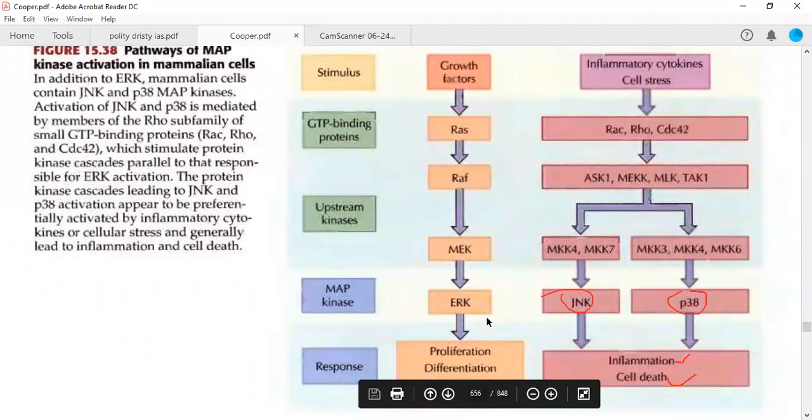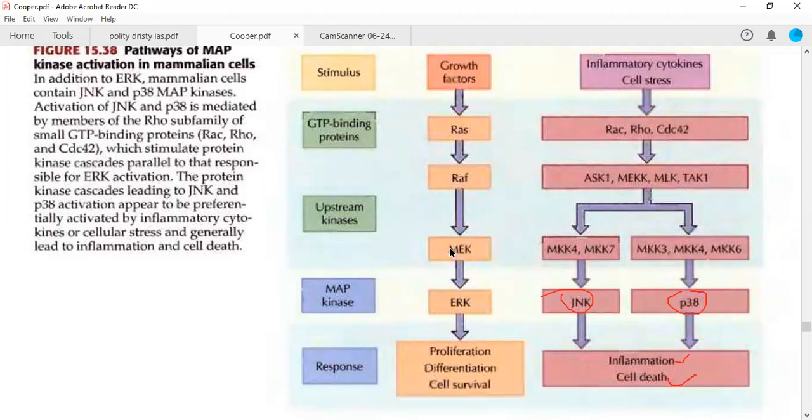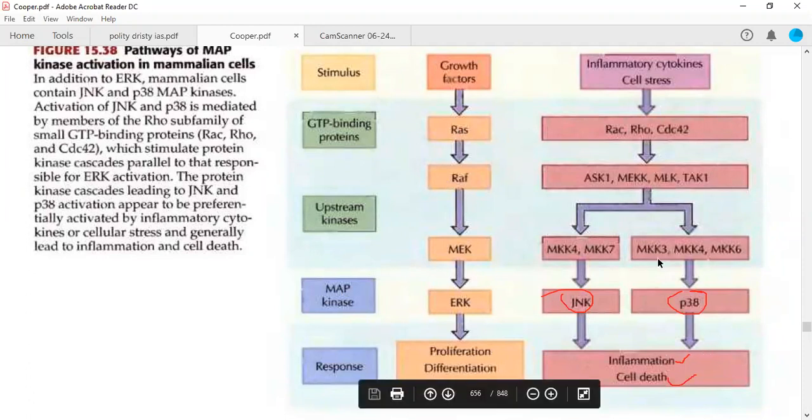So these are ERK, JNK, this is Janus kinase, and this is P38. These are MAP kinases actually. These are real MAP kinases, whereas these are called MAP kinase kinase, and this is MAP kinase kinase kinase actually. And these are GTP bound proteins. So this will lead to cell inflammation and death.